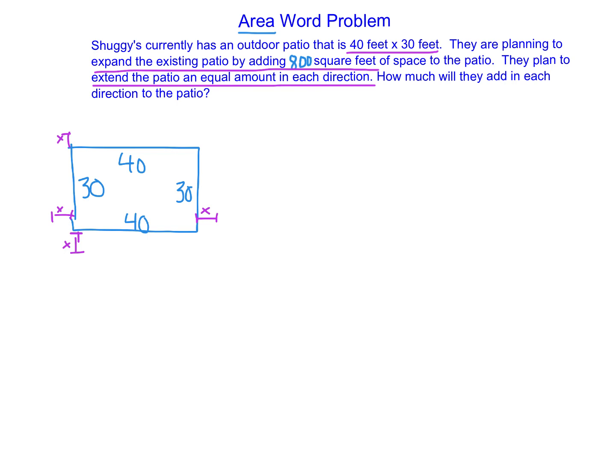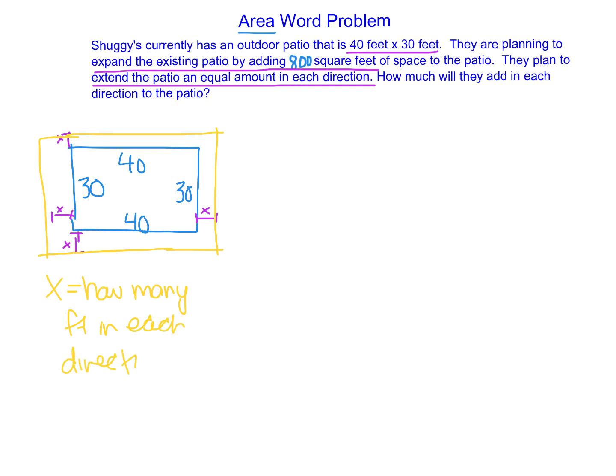So essentially what's going to happen is our new patio is going to be all the way out here. So you can see that we're adding a little bit of area on each side, and we're essentially bumping that patio out x feet in each direction. And our goal is to find x. x equals how many feet in each direction. So that's what our goal is to find by the end of this problem.